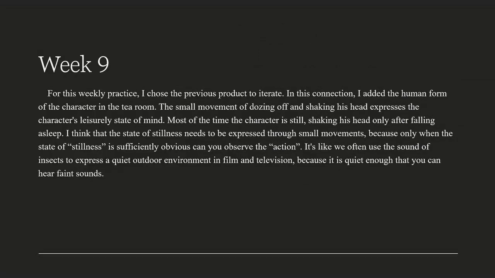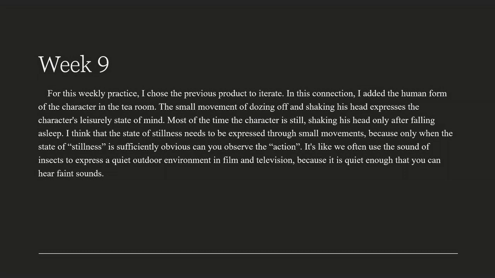Week 9. For this weekly practice, I chose to iterate on the previous product. In this version, I added the human form of the character in the tea room. The small movement of dozing off and shaking his head expresses the character's elderly state of mind. Most of the time the character is still, shaking his head only after falling asleep.